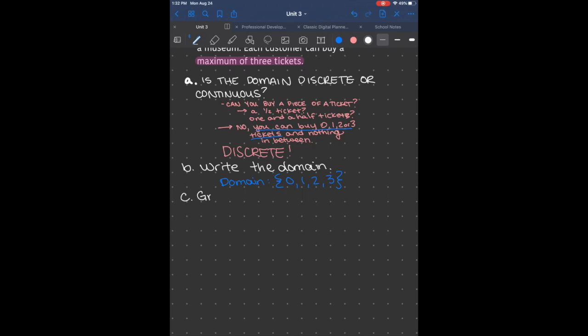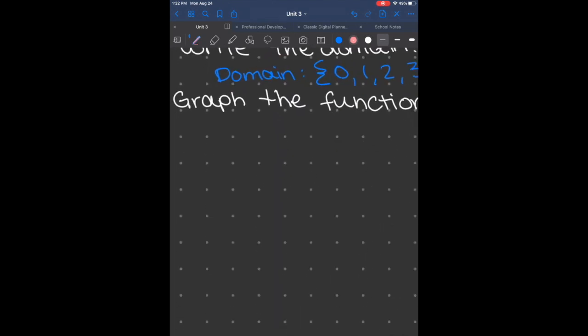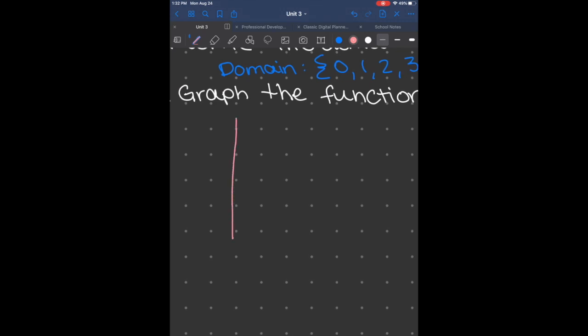So now we're going to graph the data for the function, the discrete function. So we should just have points. We should not be drawing a line through our points. So the x-axis is going to be tickets. The y-axis is going to be the cost. And so we can either buy 0, 1, 2, or 3. 0 tickets is going to cost $0. 1 ticket is going to be $5.95. 2 tickets is $11.90.